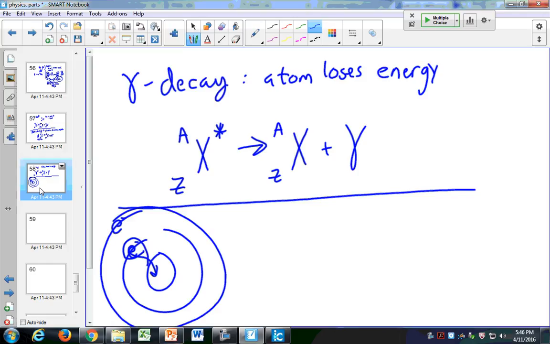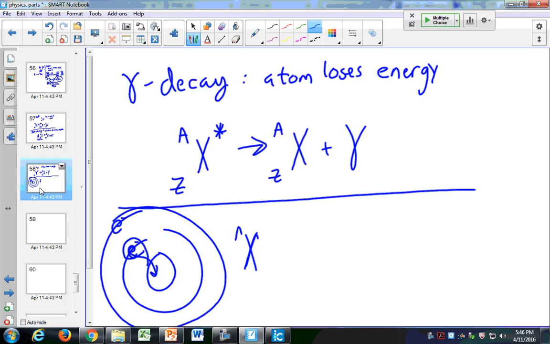In beta decay, the neutron, or excuse me, the proton... Wait, no, that's not the opposite, right? Yeah, so it's basically the same as our beta decay, but I'm capturing this electron.